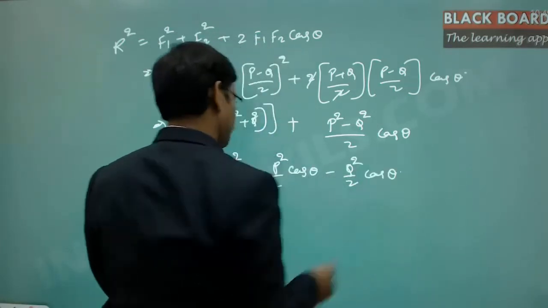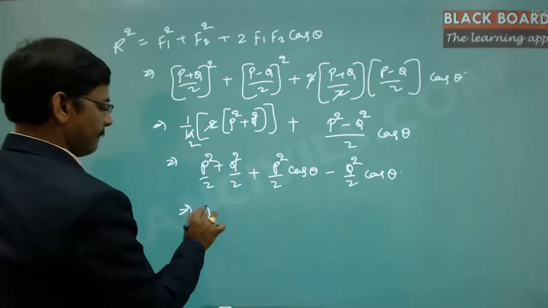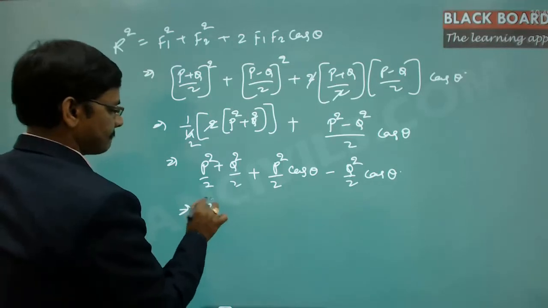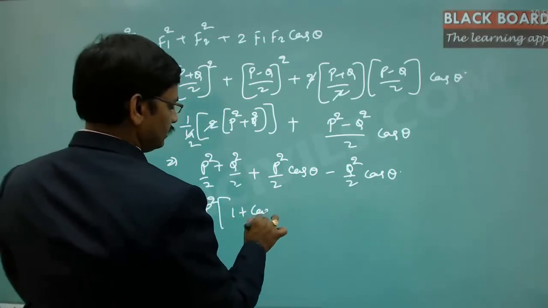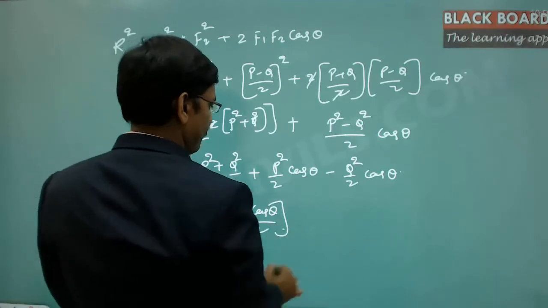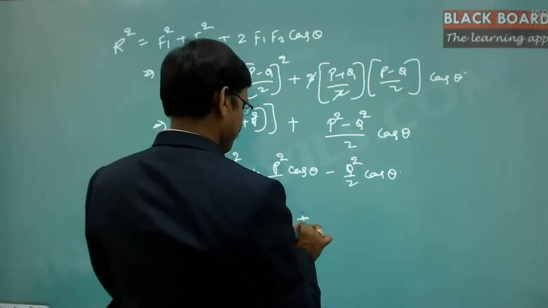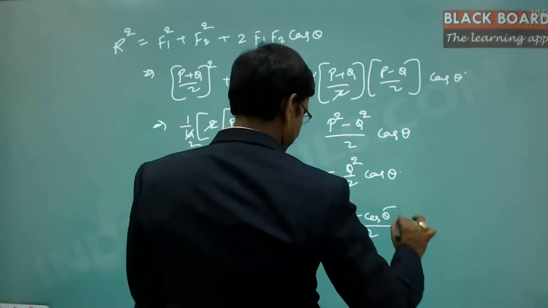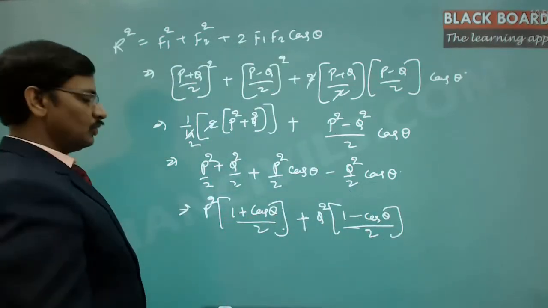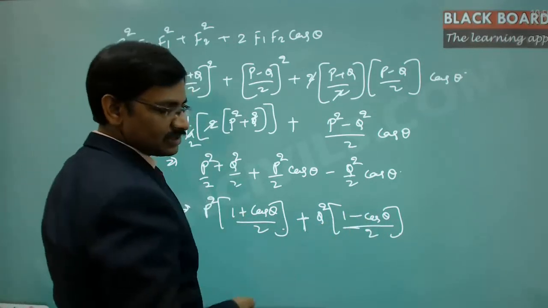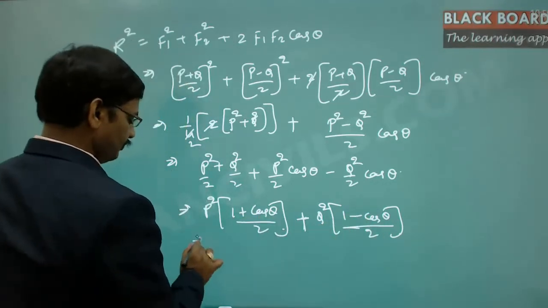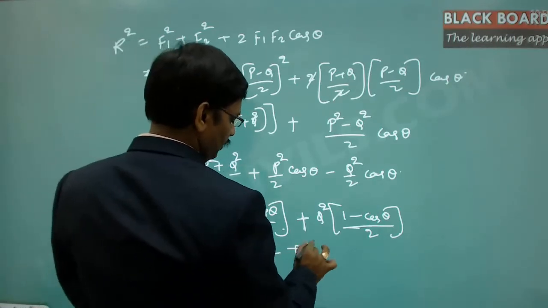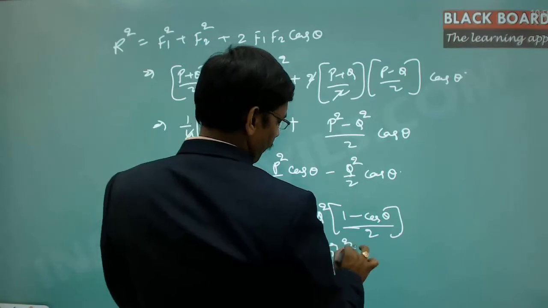Now if you separate these two, P square if you take out, 1 plus cos theta by 2, plus Q square into 1 minus cos theta by 2. You know that 1 plus cos theta by 2 is cos square theta by 2 and 1 minus cos theta by 2 is sin square theta by 2. So P square into cos square theta by 2 plus Q square into sin square theta by 2.